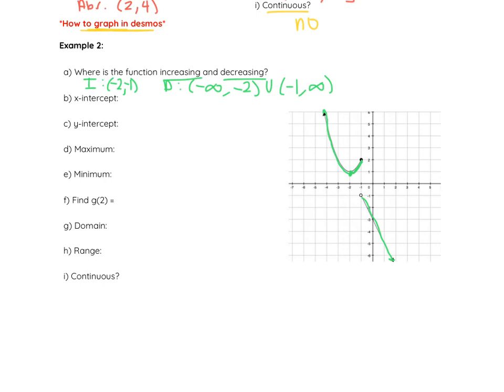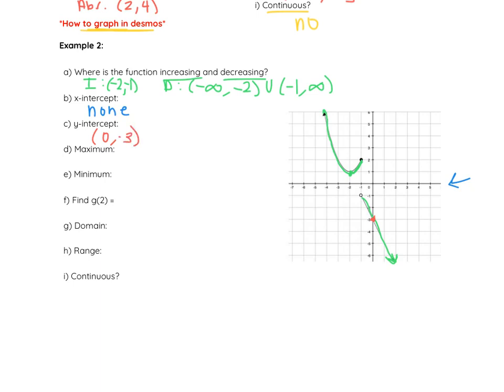Remember, when I say infinity, I know this is going down, but when we name our increasing and decreasing intervals, we're talking about the x-axis. So although it's going down, it's also going right. So right is positive infinity. For our x-intercept, where it crosses the x-axis, we would say there are none, because it does not cross the x-axis. For our y-intercept, it crosses the y-axis at (0, negative 3).